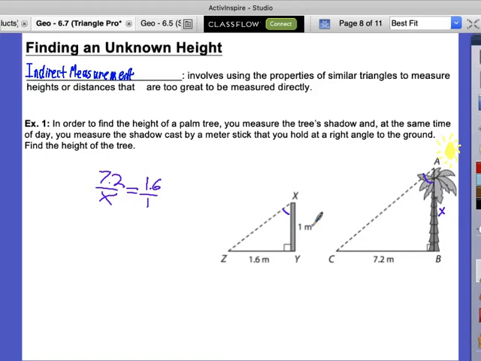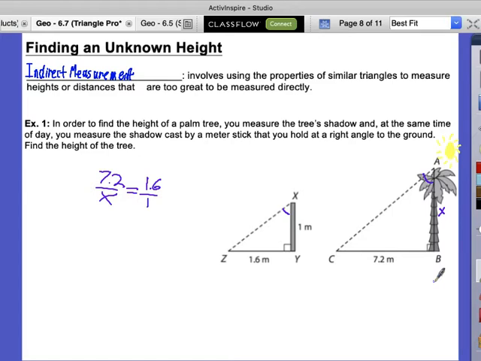Okay? So if we go vertically, we're both dealing with palm trees. Vertically, we're both dealing with meter sticks. Horizontally, the tops are both dealing with shadows. Horizontally, the bottoms are both dealing with the actual heights. Okay, question on how that one's set up? Could we set it up differently too? Sure, totally could. You could do 7.2 over 1.6 is equal to x over 1, for example.